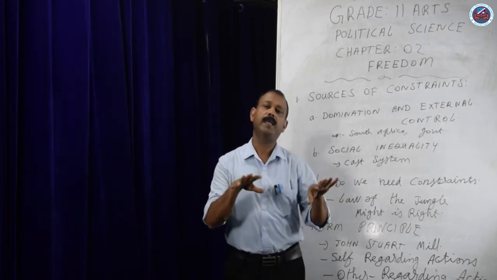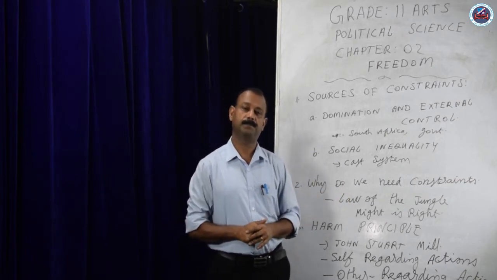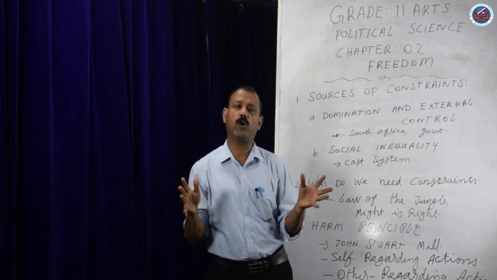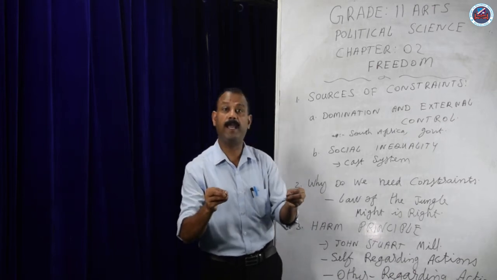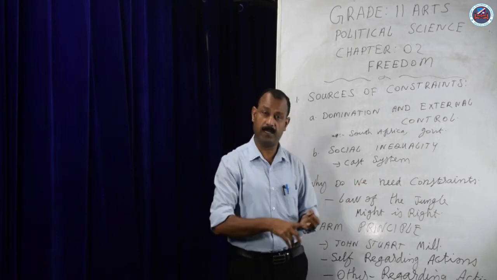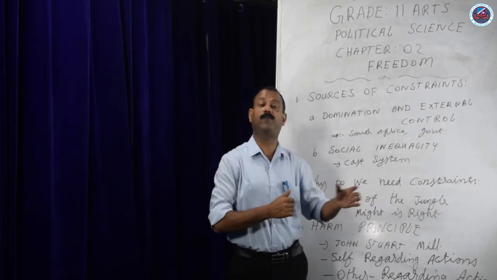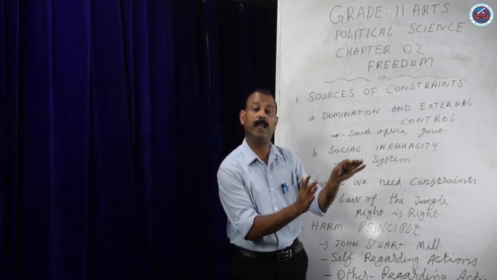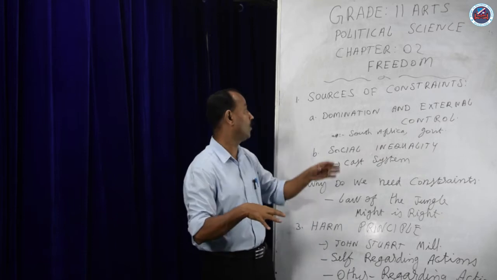For example, in the Indian society, especially the Hindu society, there was the caste system. The upper caste, the middle caste, and the lower caste. The upper caste and the middle caste enjoyed a lot of privileges. Whereas the lower caste, just because they belong to the lower caste, they had many restrictions. They were not allowed to live along with the upper caste. They were not allowed to take the water from the common well. They were not even allowed to enter the temple for worship. A lot of restrictions were there. And these restrictions were not allowing them to enjoy the freedom. So social inequality also can be a source of constraints.